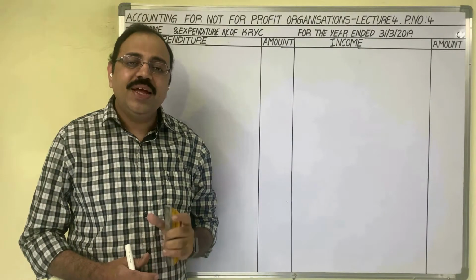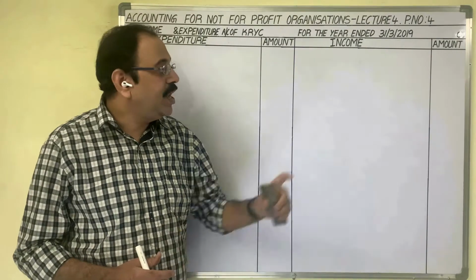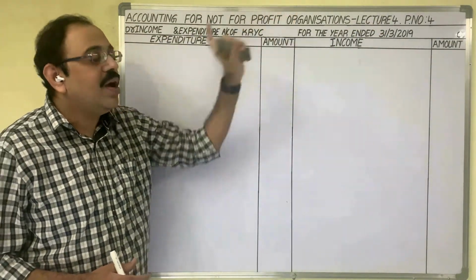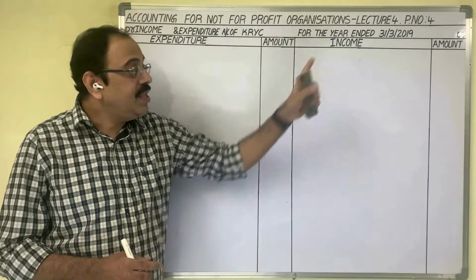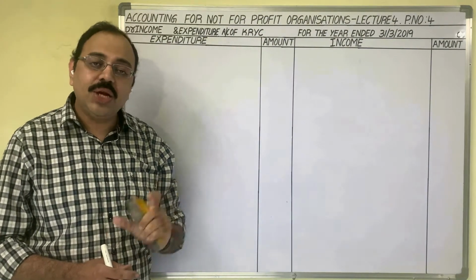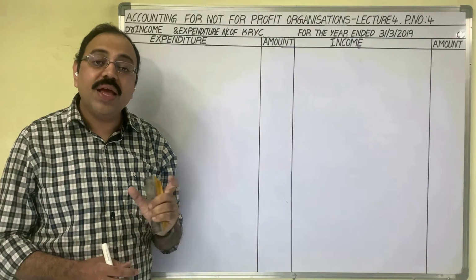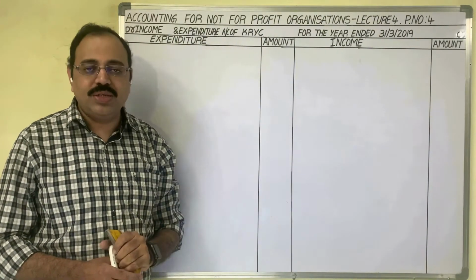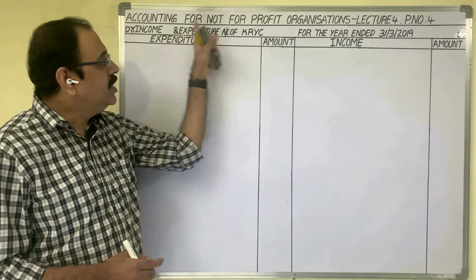Hello students, in the present video I am going to explain problem 4 from accounting for not-for-profit organizations. I am taking this question from the Telangana State Telugu Academy Inter Second Year Accountancy textbook. But this video is useful to all commerce students who want to know about this topic.